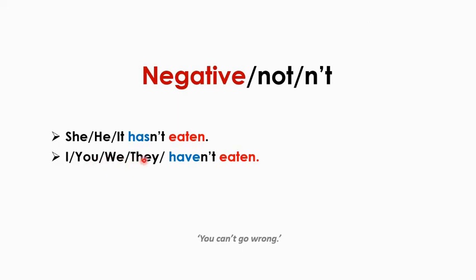I, you, we, they haven't eaten. As you can see, our negative is hidden here. Haven't eaten. Subject, helper verb, and the past participle. You must learn all the past participles because they are very important.